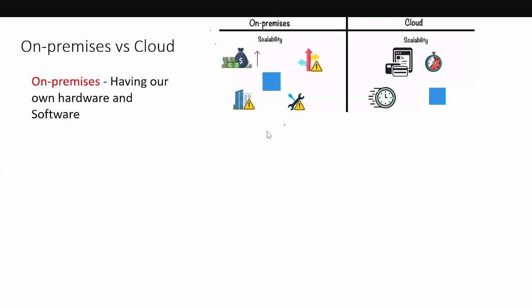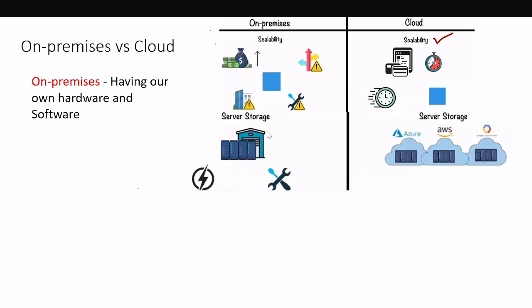So this is on-premises versus cloud, the advantages of cloud. On-premises means having our own hardware and software, as I mentioned earlier. With on-premises, scalability is an issue. In the cloud, scalability is not an issue. Scalability-wise, we can add any number of users, and any number of computers we can buy through the cloud.